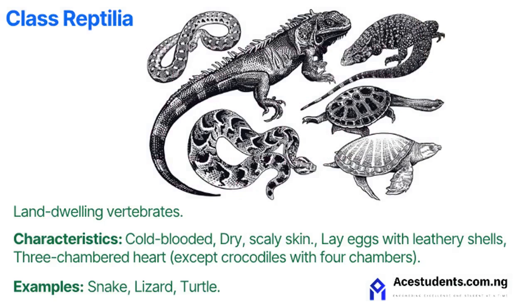Reptiles are land-dwelling vertebrates that have dry, scaly skin. They are cold-blooded and typically lay eggs with leathery shells. Most reptiles have a 3-chambered heart, but crocodiles have 4 chambers. Examples of reptiles include snakes, lizards, and turtles.